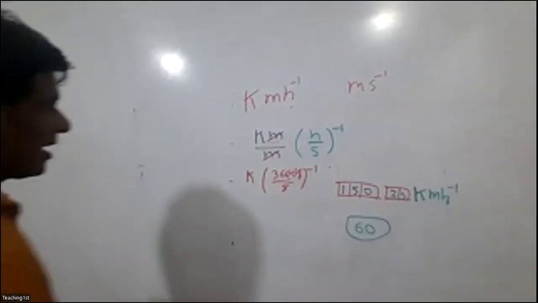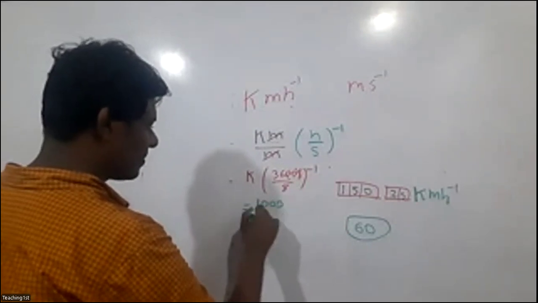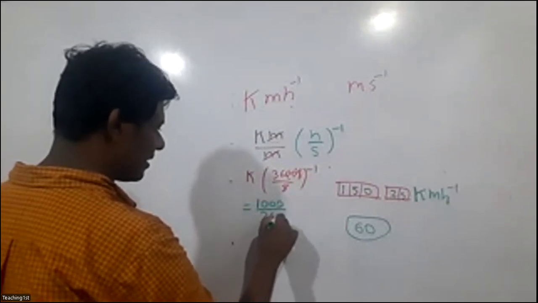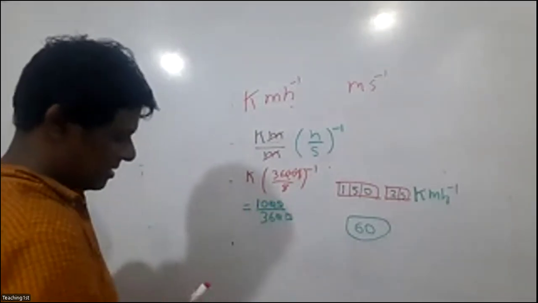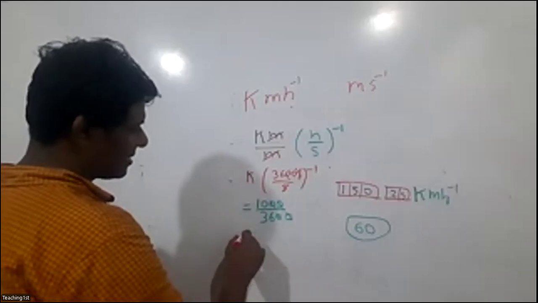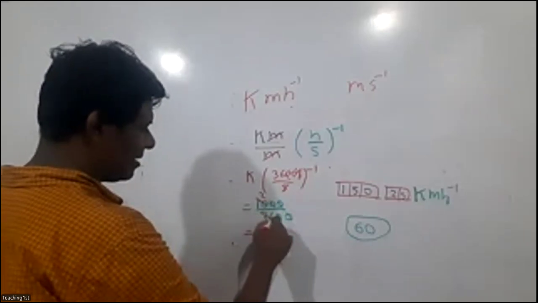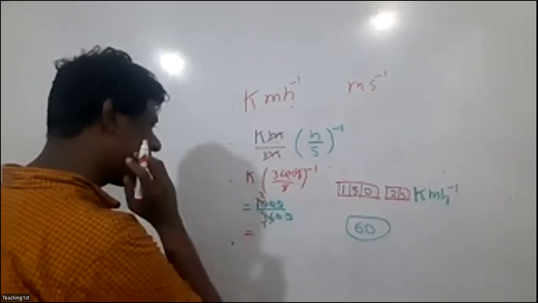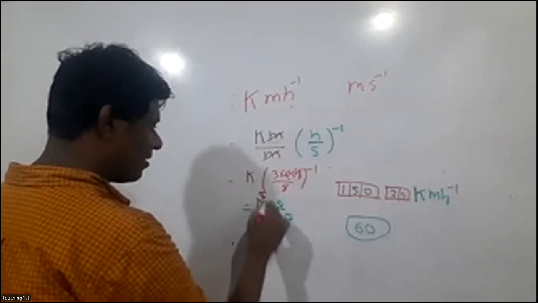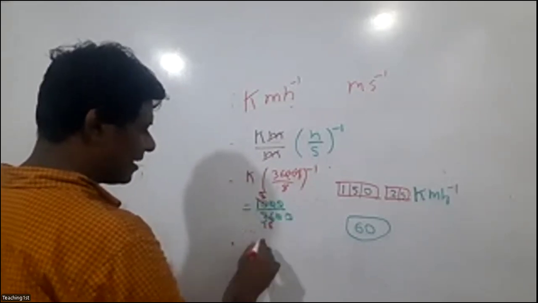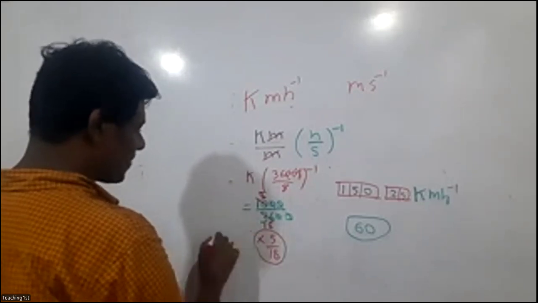As a result of this minus sign, 3600 comes down. Up 1000, below 3600. The zeros cut. So finally you get the answer 10 over 36. You can cut 2 from here. Dividing by 2, 5 over 18. The multiplying factor is 5 over 18. Remember this with the previous star point.